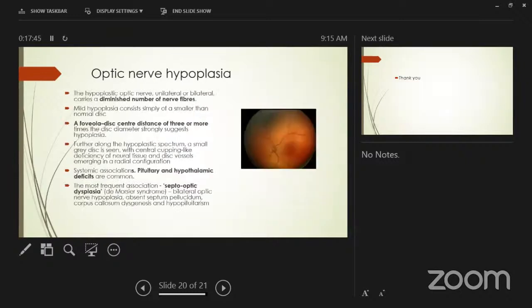Next comes optic nerve head hypoplasia, in which there is a hypoplastic optic nerve, unilateral or bilateral, carrying a diminished number of nerve fibers. Mild hypoplasia consists simply of a smaller than normal disc. A fovea to disc center distance of 3 or more times the disc diameter strongly suggests hypoplasia. Further along the hypoplastic spectrum, a small gray disc is seen with central cupping-like deficiency of neural tissue and disc vessels emerging in a radial configuration.